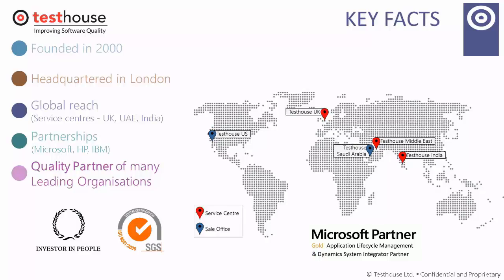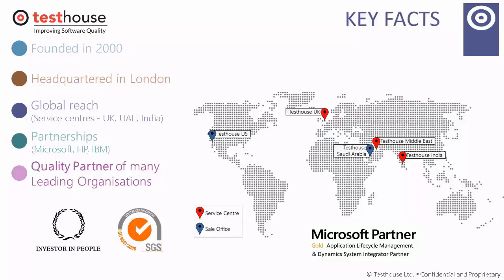Okay, so if I can just talk about Testhouse for a little bit. Initially, we were founded in 2000, so we've been around for a fairly long time, focusing purely on testing. We started in London, and we're based in our headquarters in Docklands in East London. And we have a global reach in terms of offices around the globe to serve some of our larger corporate clients who might need systems across the world.